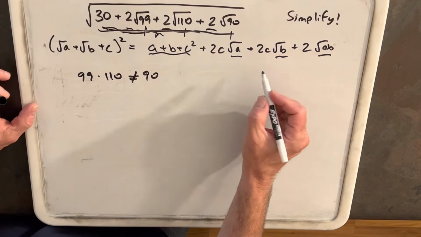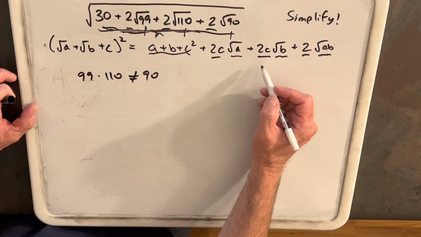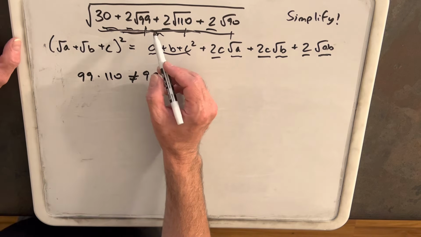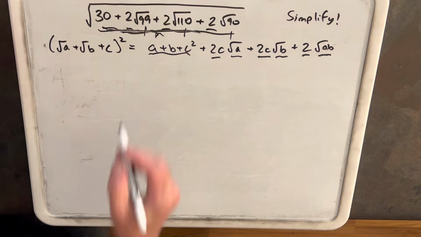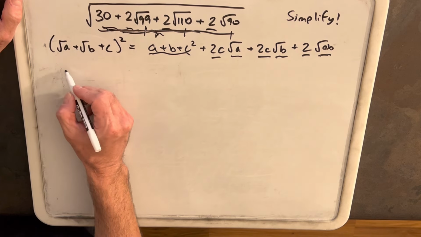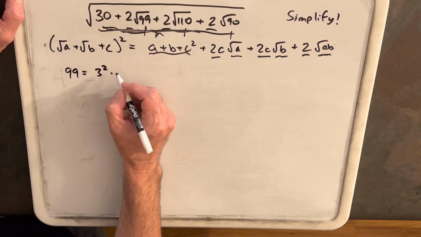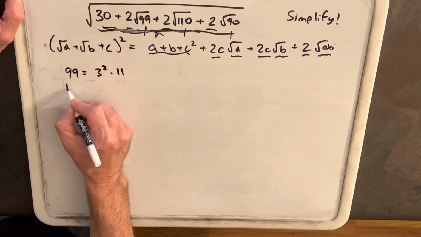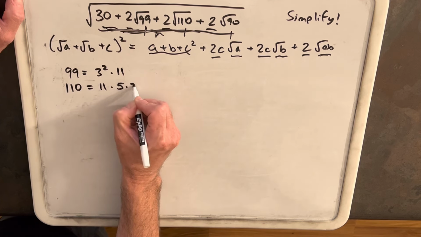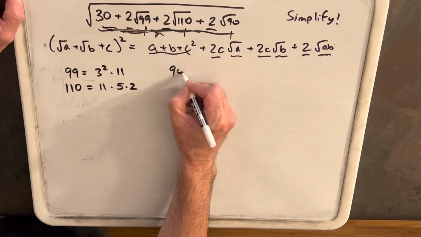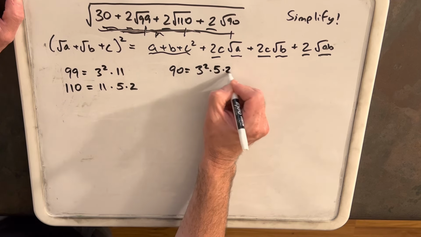You'll notice that the AB term has 2 of the coefficient, but these other 2 have this coefficient 2c. So what we could do is we could try to pull something out of some of these radicals. The first thing I want to do is take each of these radicals and look at the prime factorization. So 99 is actually 9 times 11, or 3 squared times 11. 110 is going to be 11 times 10, or 11 times 5 times 2. And 90 is going to be 3 squared times 5 times 2.